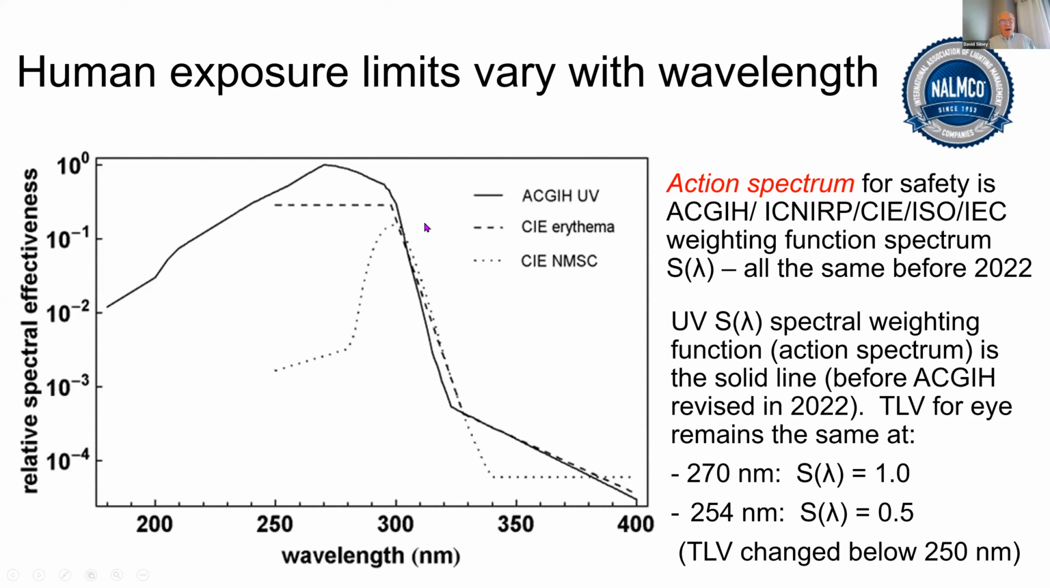And there are 3 action spectra here. The solid line is the ACGIH threshold limit value for UV. The dashed line is the standardized CIE erythema or sunburn action spectrum that's used in the derivation of the UV index, if you pay attention to that in the weather report. And the CIE NMSC is the non-melanoma skin cancer action spectrum.